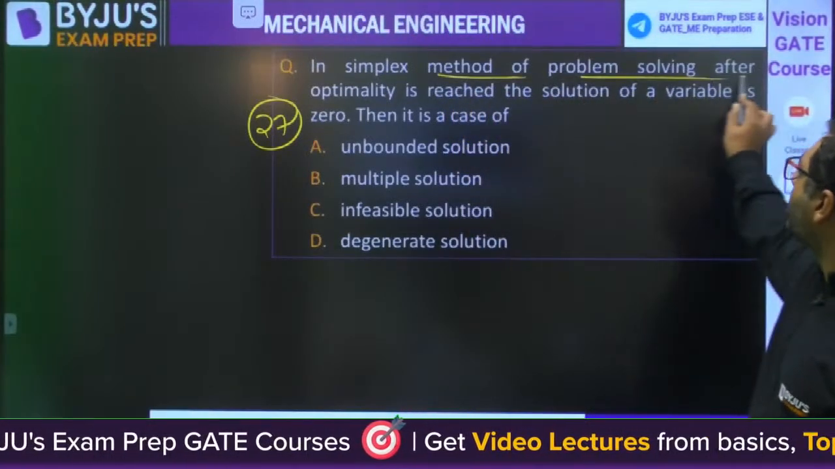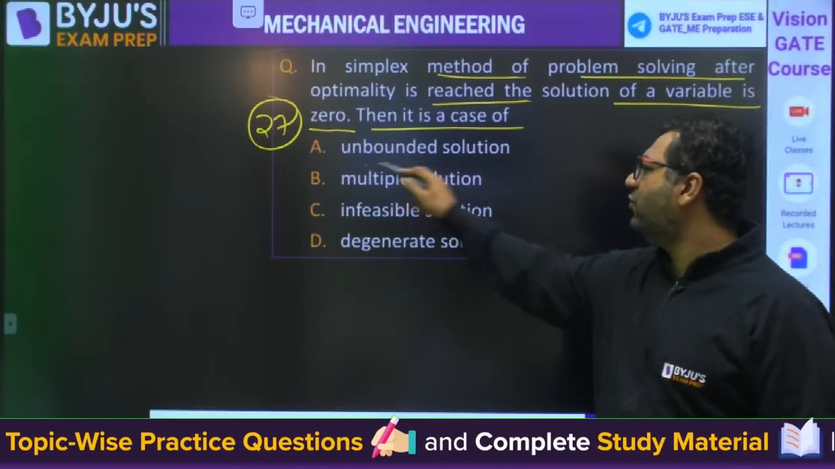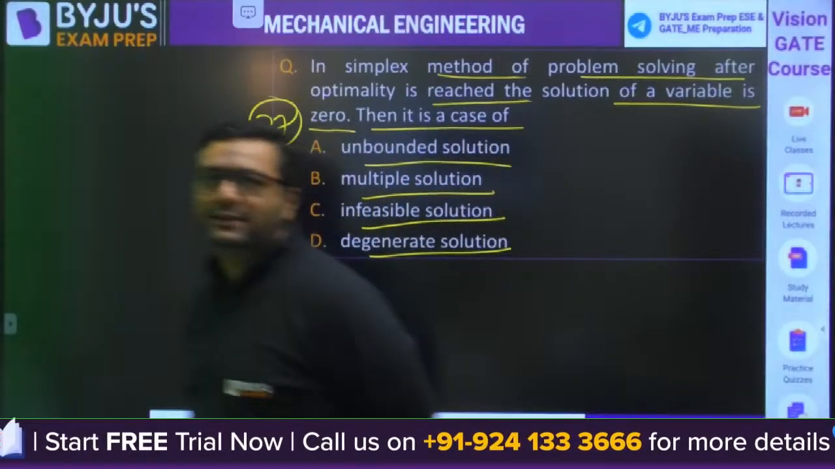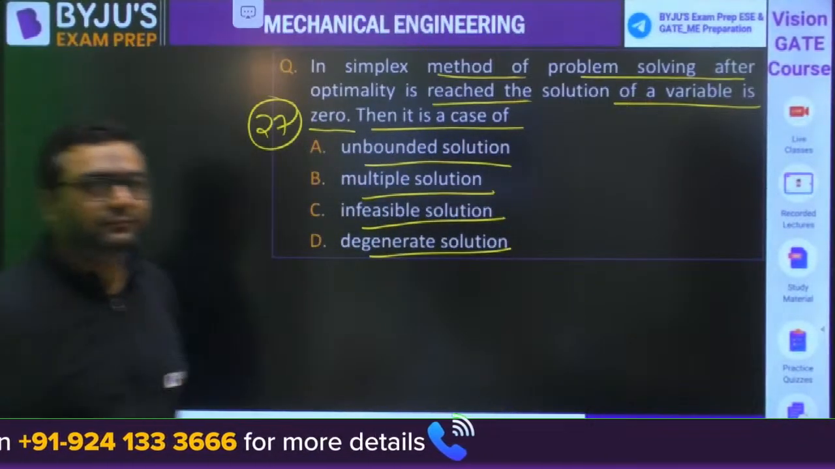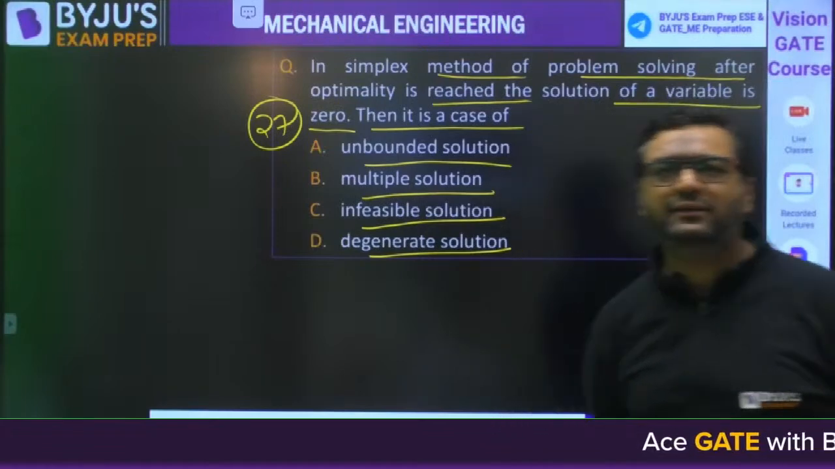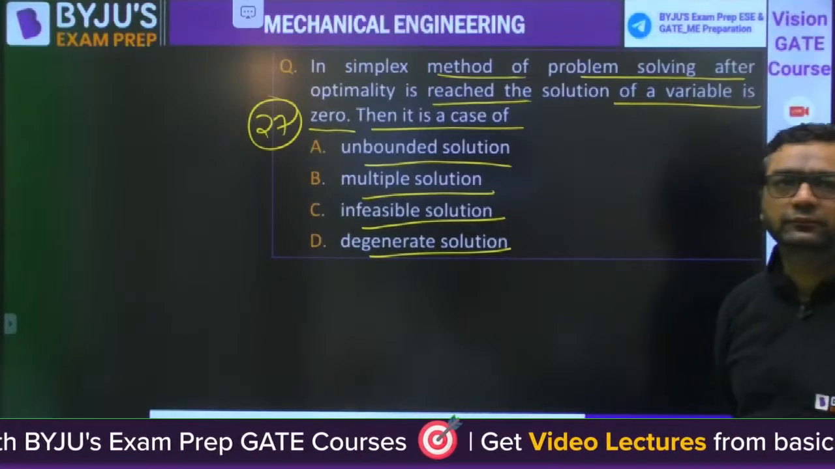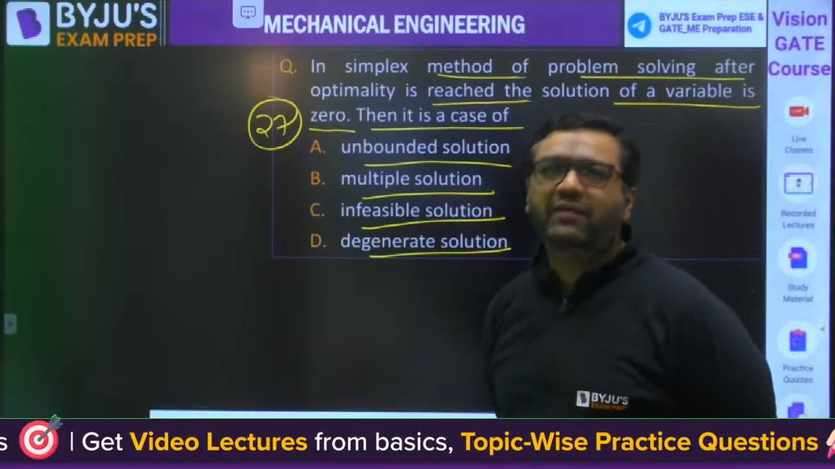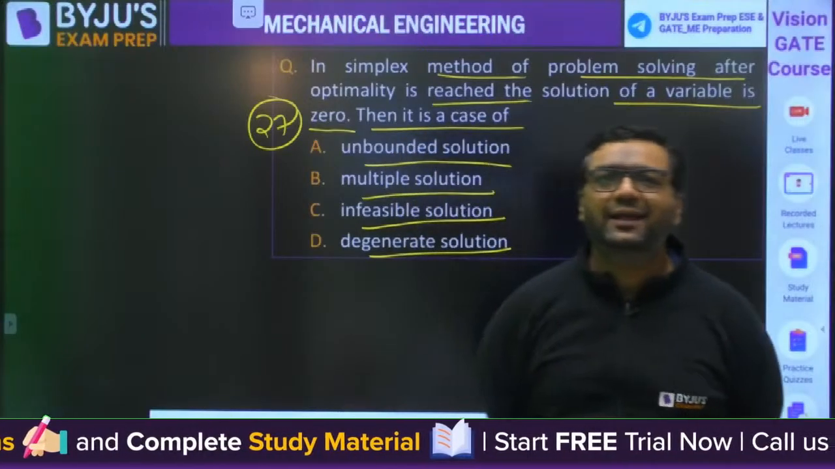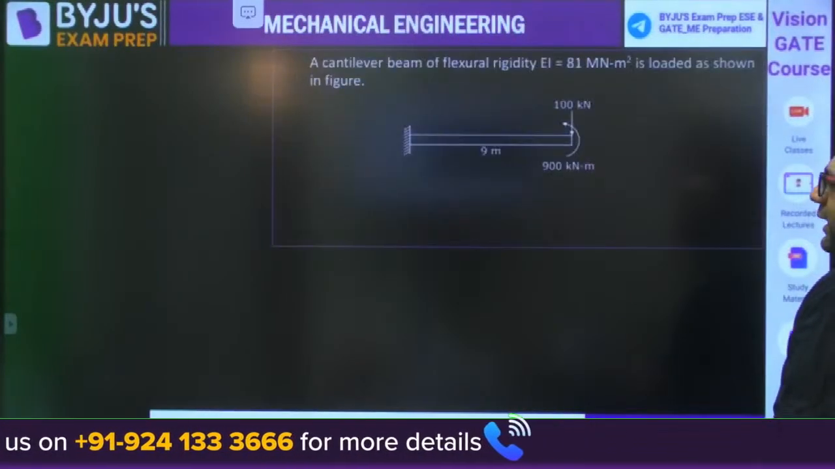In the simplex method of problem solving, after optimality is reached, the solution of a variable is 0. Then is it a case of unbounded, multiple solution, infeasible or degenerate solution? If you find 1 to 2 questions difficult, they are going to be in the exam. So whenever in the simplex method, after optimality is reached, the solution of a variable is 0, then it is a case of multiple solution. Fine.